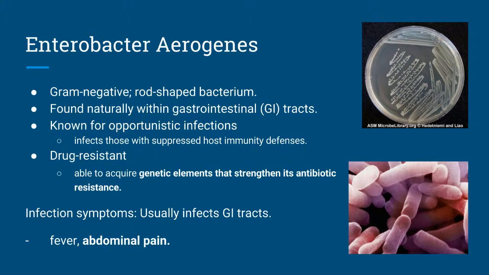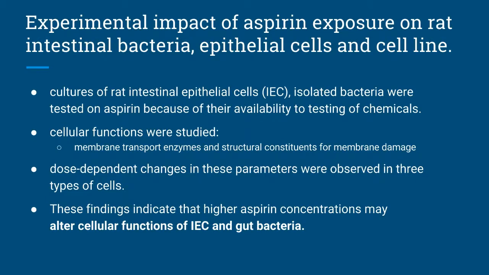For its opportunistic infections, it can detect when the immune system of the host is down, and it's likely to attack the elderly or sick patients. It usually infects the GI tract and the respiratory system. Common symptoms of these infections are fever and abdominal pain, similar to those of aspirin and ibuprofen again.